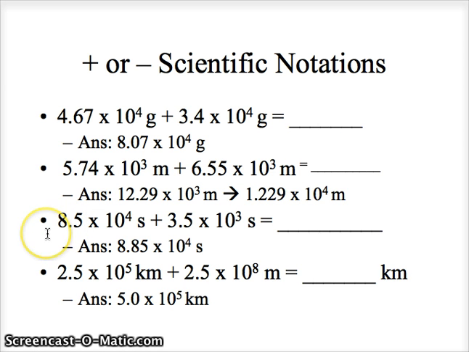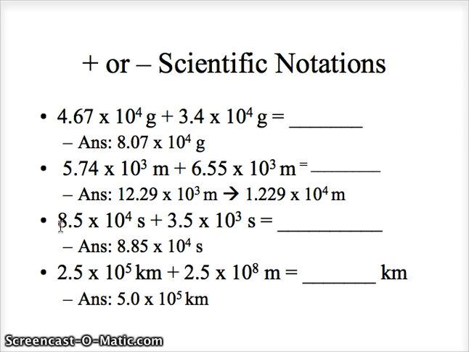And for the third bullet, we have 8.5 times 10 to the 4th seconds plus 3.5 times 10 to the 3rd seconds. Units the same. Keep it the same. So we don't have to change anything. But because the exponents are not the same, we got to change one of the 2 terms to match each other. So since 8.5 times 10 to the 4th seconds is the larger of the 2, I generally keep that by itself and don't do anything to it, and just change the 3.5 times 10 to the third to something times 10 to the fourth seconds.